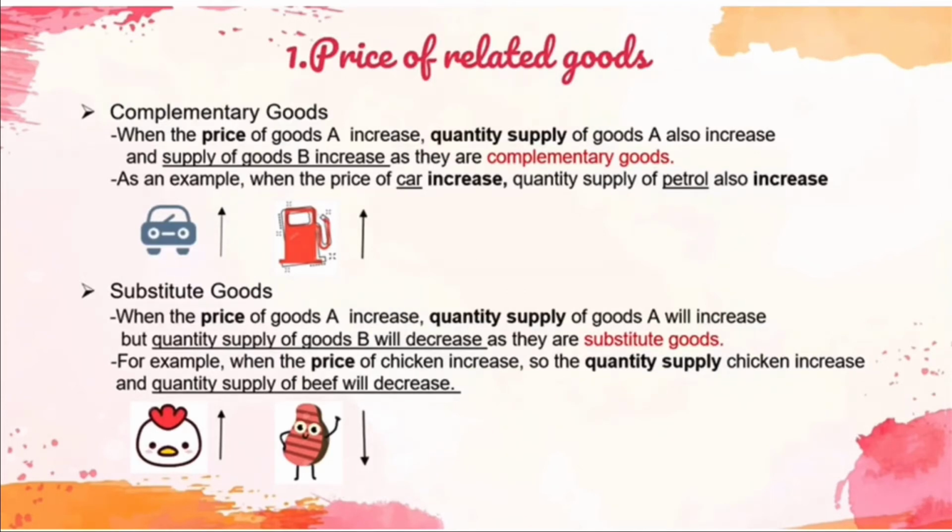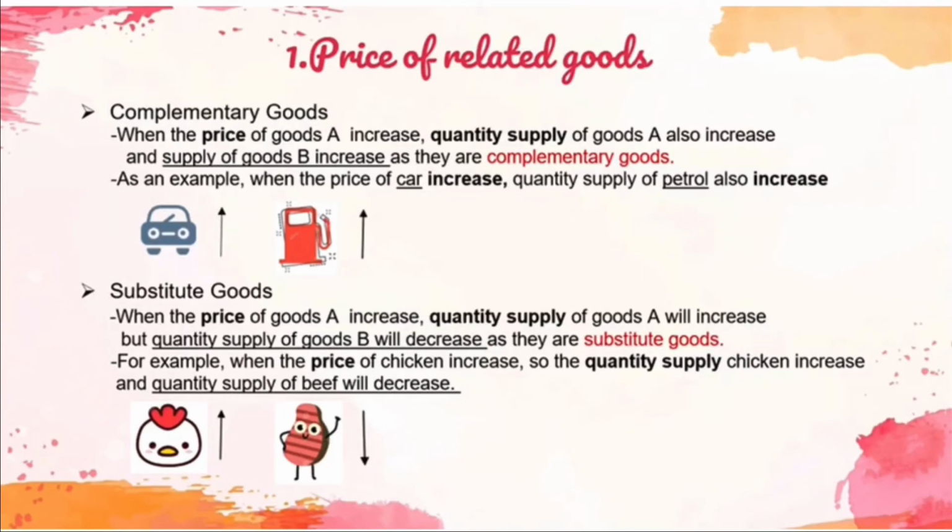As an example, when the price of cars is increasing, automatically the quantity supplied of petrol will also increase, because the car needs petrol to drive. If you don't have petrol, you cannot drive your car, right? So automatically the seller is trying to gain profit by increasing the quantity supplied of petrol.